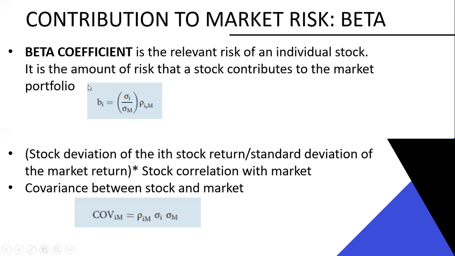Okay, and the formula is given right over here for beta, and this over here in the numerator is the standard deviation of the ith or x number of stock return, and at the bottom is the standard deviation of the market return, and this is multiplied by the stock correlation with the market. And so this is basically how you calculate beta.